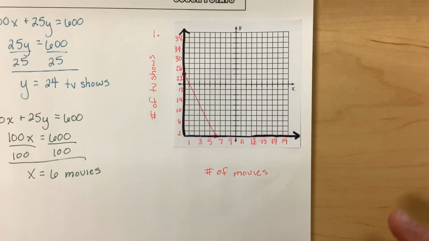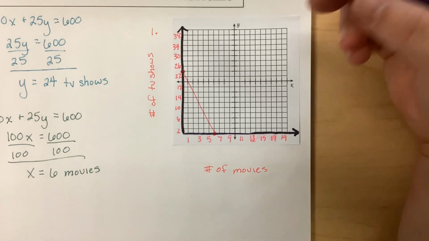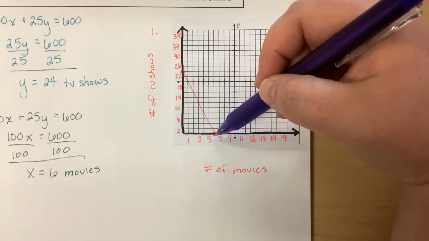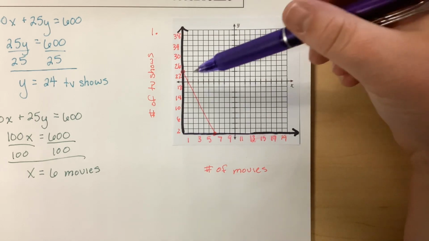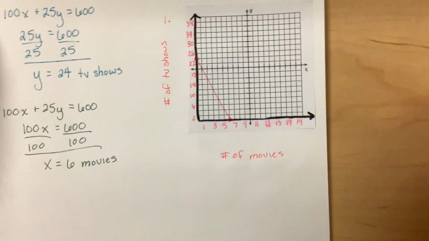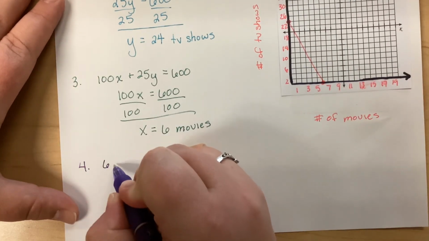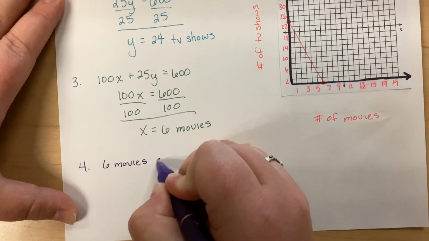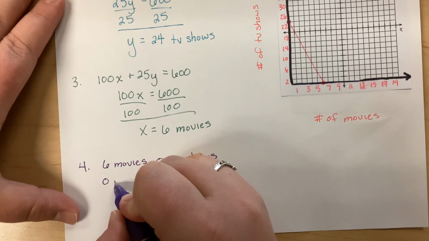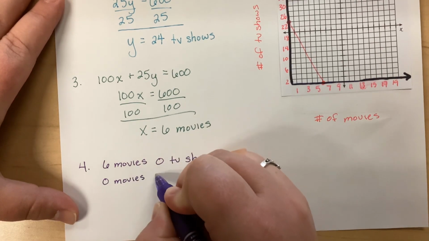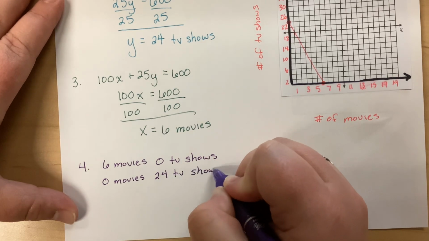Now the last question says, name 3 possible combinations of movies and TV shows that you could watch in 600 minutes. Now it's important to remember that your answers lie on the line in this case. So you want to pick any number that's on the line. So the 2 easiest ones to pick are the intercepts. So I'm going to do that. So number 4, I could do 6 movies, no TV shows. I could do no movies and 24 TV shows.